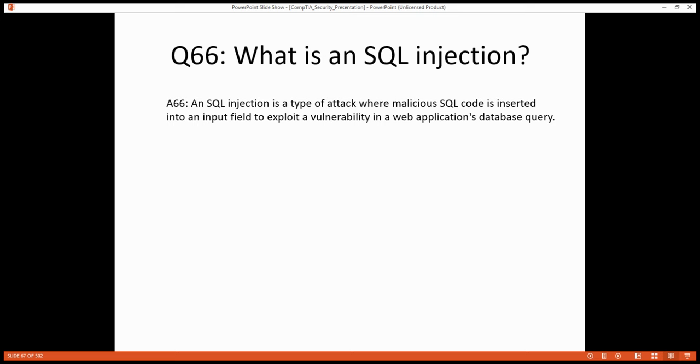Q66. What is SQL injection? A66. SQL injection is a type of attack where malicious SQL code is inserted into an input field to exploit a vulnerability in a web application's database query.